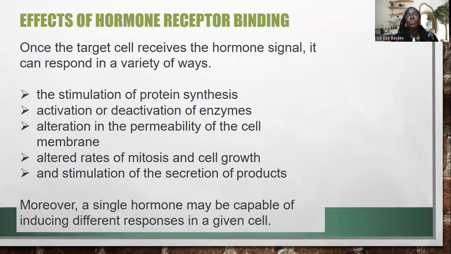So what are the effects of hormone receptor binding? Once the target cell receives that hormone signal, it can respond in a variety of ways. You could have stimulation of protein synthesis, activation or deactivation of enzymes, as the case may be. You can have alteration in the permeability of the cell membrane. You could have altered rates of mitosis and cell growth, and stimulation of secretion of products. All right. And you should also note that a single hormone may be capable of inducing different types of responses in a given cell. Yes, it is possible.